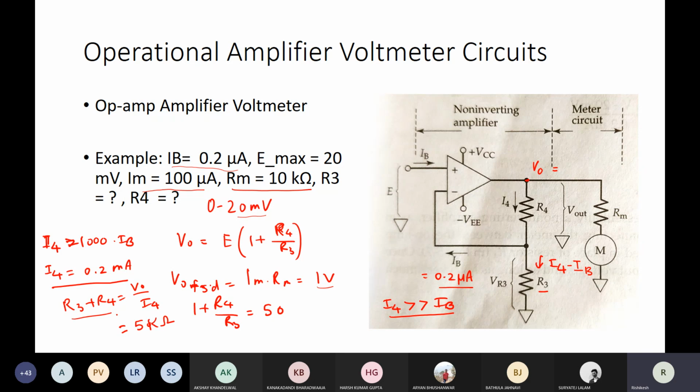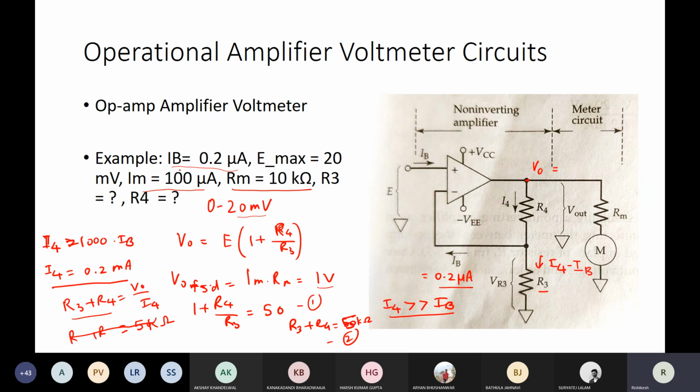Now you have got two relationships: R3 plus R4 is 5 kilo ohm, and 1 plus R4 by R3 is 50. Now you have got two equations, and you can solve for R3 and R4. Initially we did not have any extra information, and we have two unknowns, so we should have two equations. That was not possible.